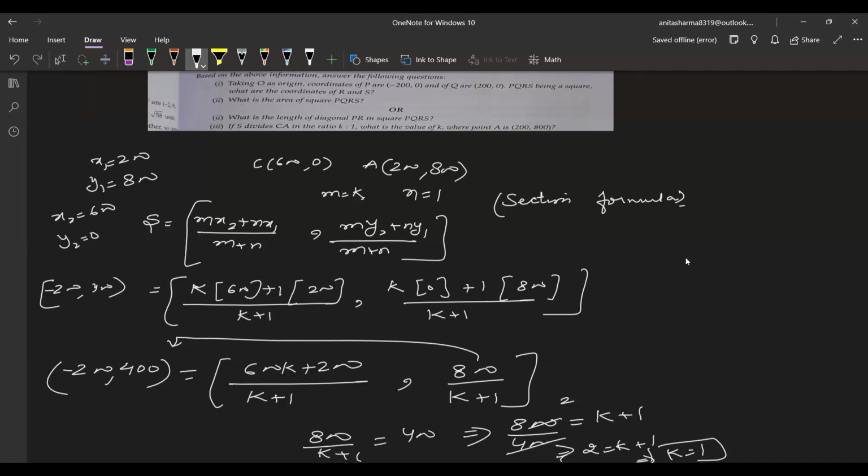Please note this, beta. These questions actually already came in board exams. That's why I'm discussing. Ma'am, we already did this in test 2, right? Yes.